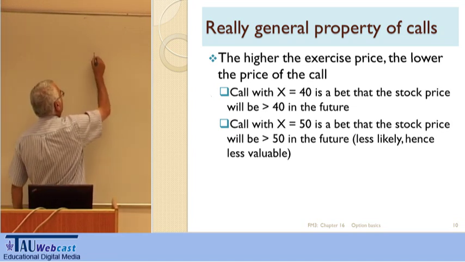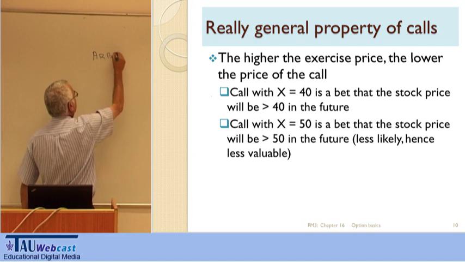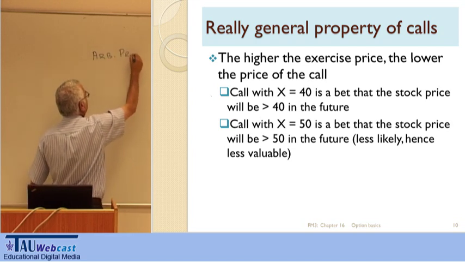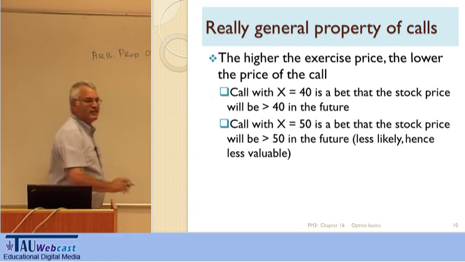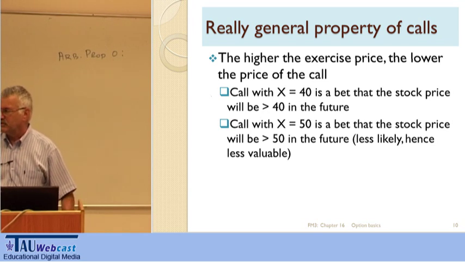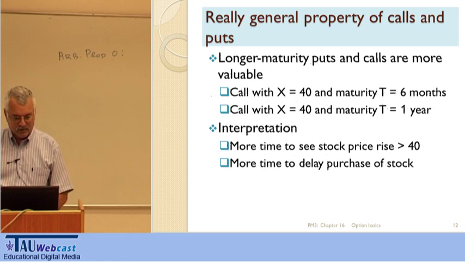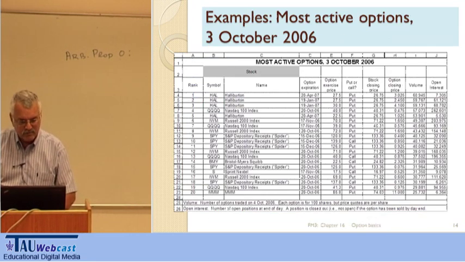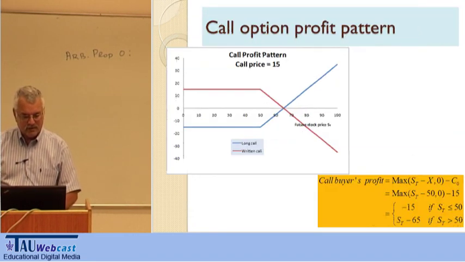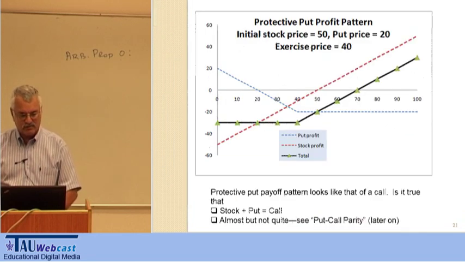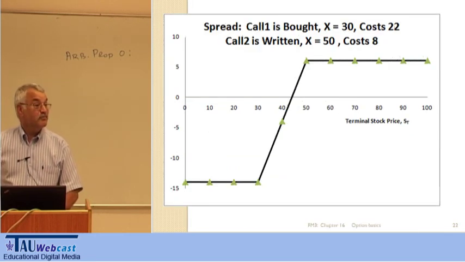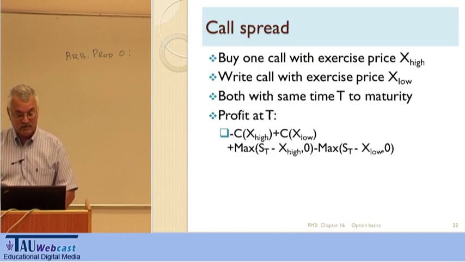Here's the first one. Arbitrage proposition 0. This is such an idiotic proposition that I refuse to give it a number. Here, I'm skipping all the drawings, although they're made with Excel, they're very cute, don't you think?